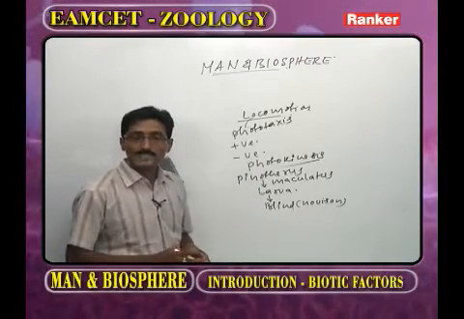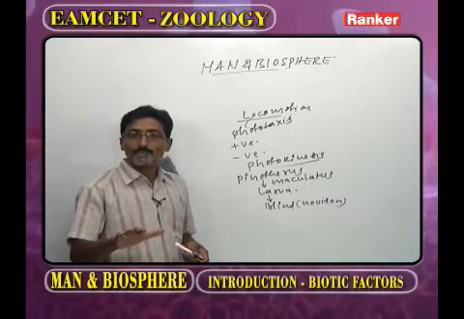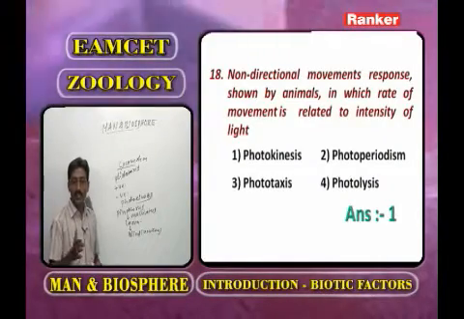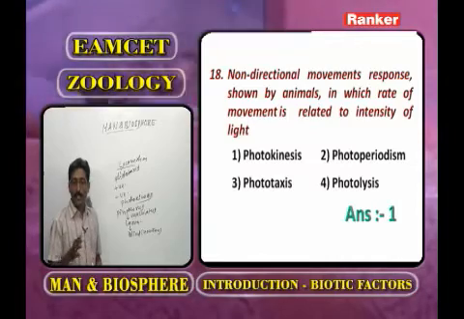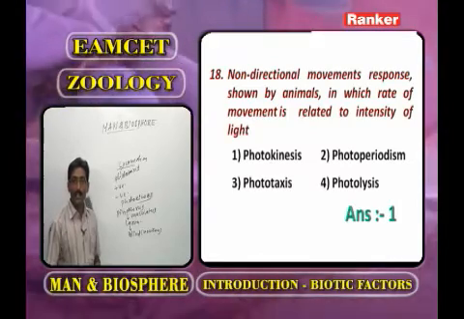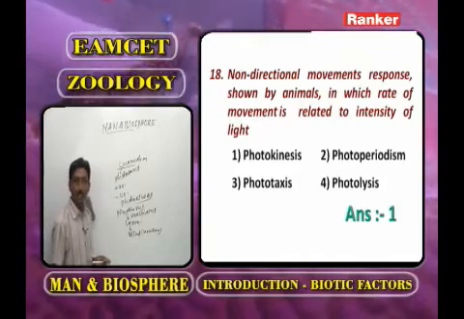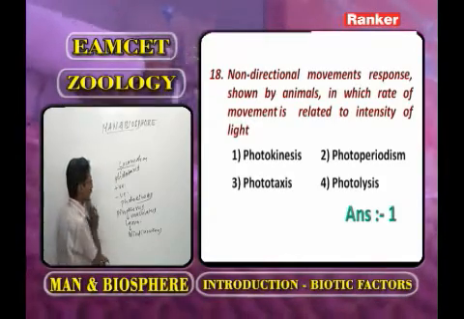Now here the question: non-directional movements response shown by animals in which the rate of movement is related to intensity of light. Now based on this information, what is the correct answer? The photokinesis. Now we go for the next question.